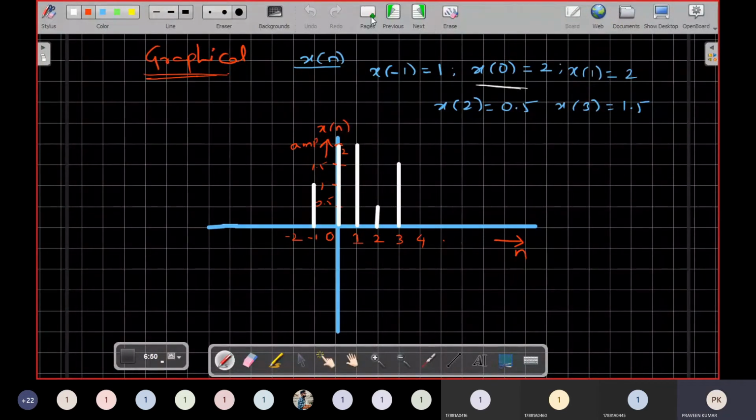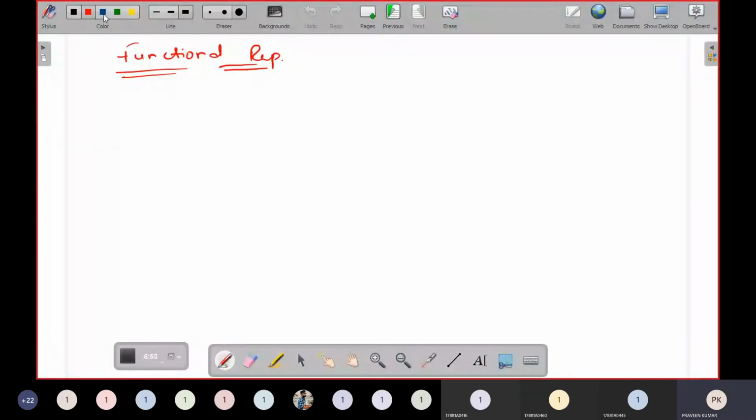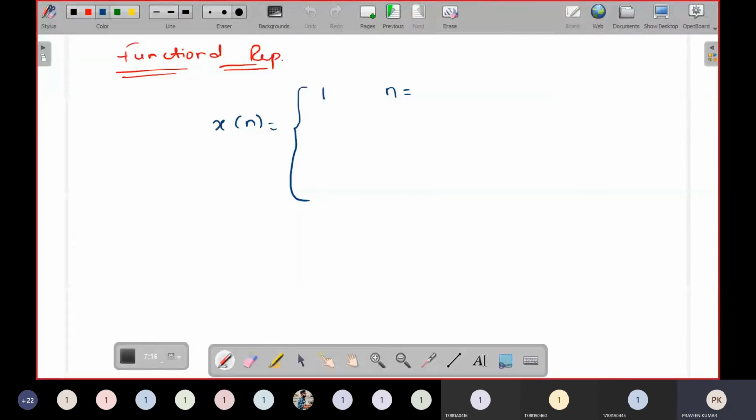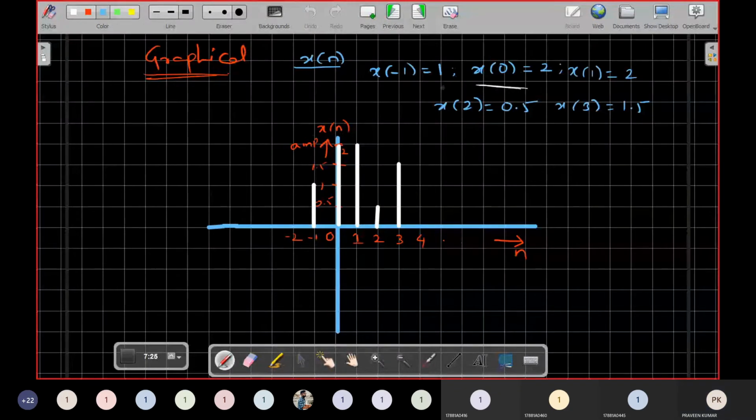So for that, the functional representation looks like this. x of n is equal to, first start from the lowest time instant. Out of these 5 samples, our signal starts from n is equal to minus 1. At that point, the amplitude is 1. So amplitude is 1 at n is equal to minus 1. Next, the amplitude is 2 for n is equal to 0 and 1.